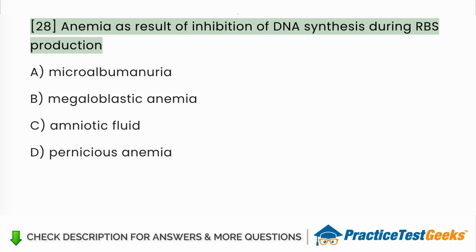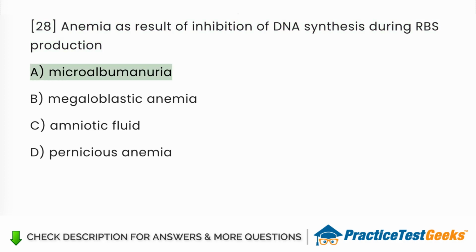Anemia as result of inhibition of DNA synthesis during RBC production. A. Microalbuminuria. B. Megaloblastic anemia. C. Amniotic fluid. D. Pernicious anemia.